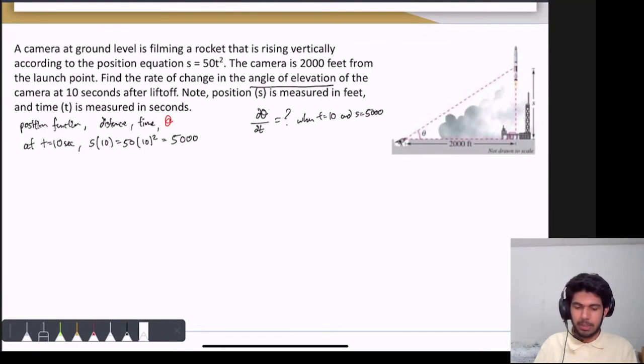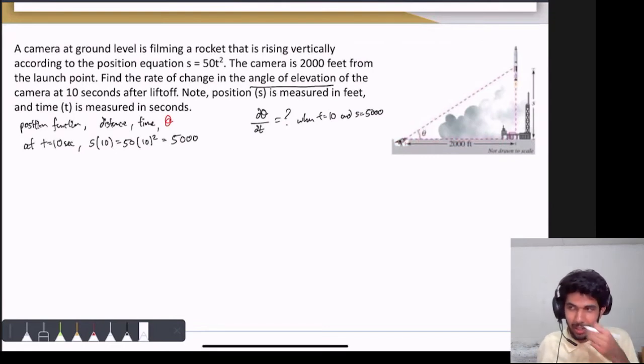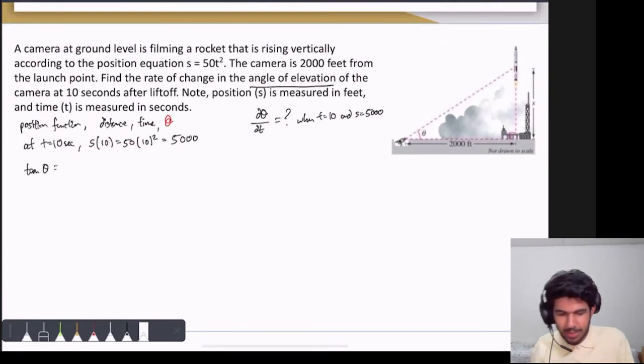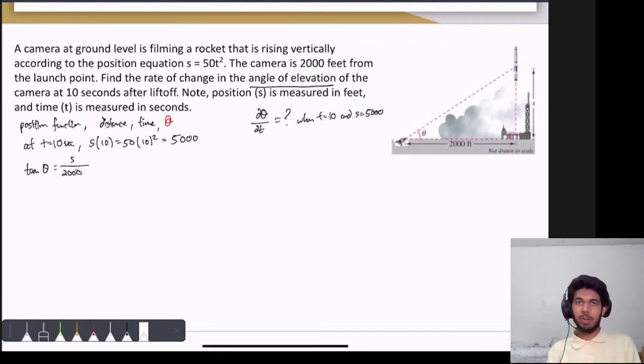Okay, so, we're given here that this is s. And we know this is 2,000. And we have this angle theta. So let's create an equation. Tangent of theta is equal to s over 2,000. Right? That's just the normal property of trigonometry. Opposite over adjacent. So we have an equation.